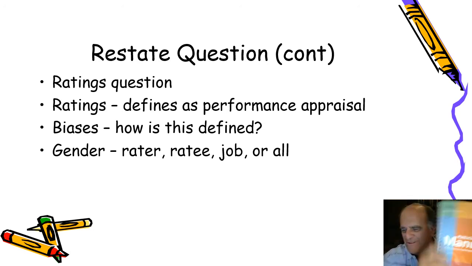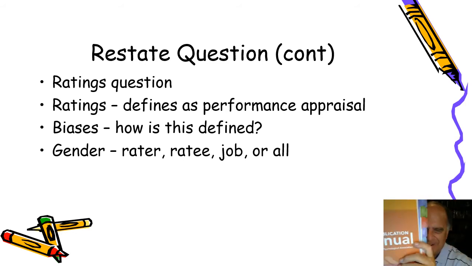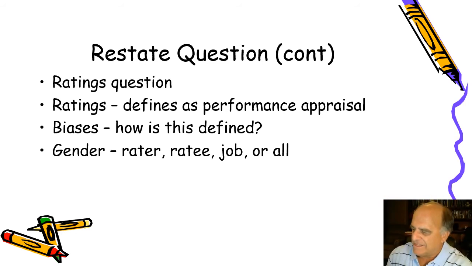I'm going to say read through this publication manual, especially again the section on bias-free language. But when we're talking about sex or gender, are we talking about the sex or gender of the rater, the ratee? Maybe it's even the job, or maybe it could be all of these. So when we're talking about gender or sex bias, what do we mean by that? So that's why it's important to define these different aspects of the question.